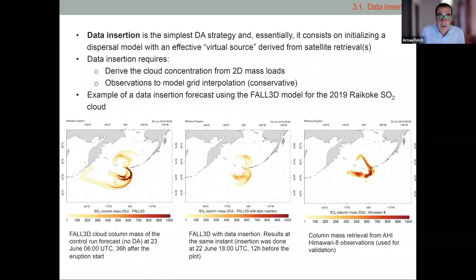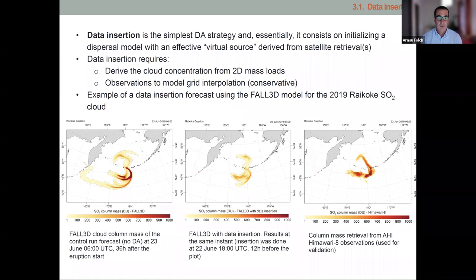This is the simplest one, and the idea is very simple. It just consists of giving this initial condition by means of defining a virtual source away from the volcano and deriving this virtual source from one or several satellite retrievals. So it requires deriving concentration from the two-dimensional zenithal view mass loading retrievals. And then, of course, we also need to interpolate observations from the satellite grid to the model grid. And we have to do it properly in the sense that we have to ensure, for example, conservation of mass. So it cannot be just a simple interpolation, but we have to use some interpolation mechanism. But nonetheless, this is quite straightforward.